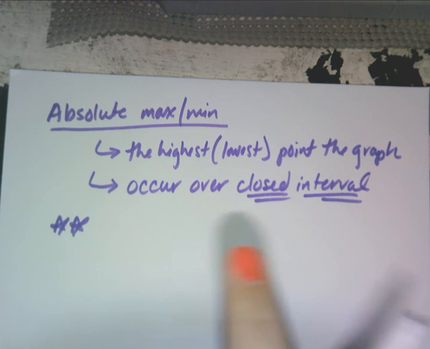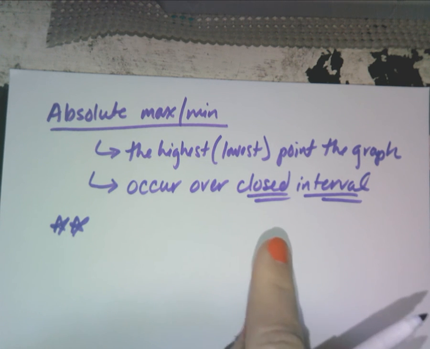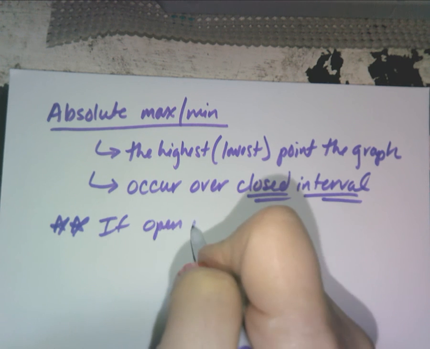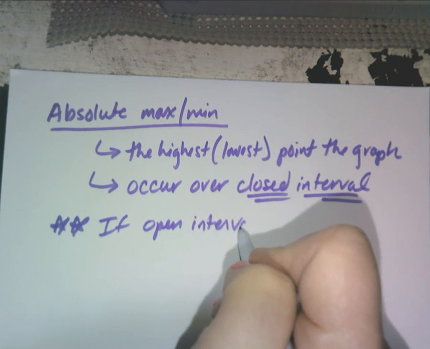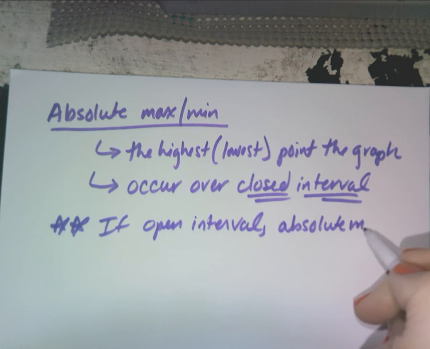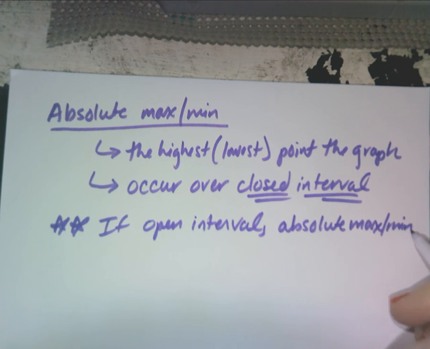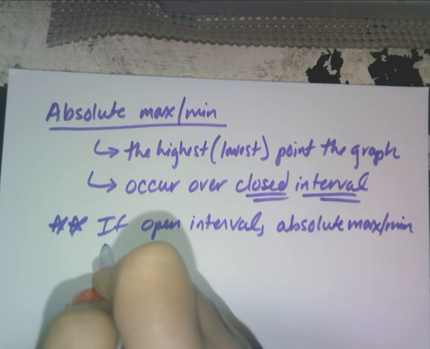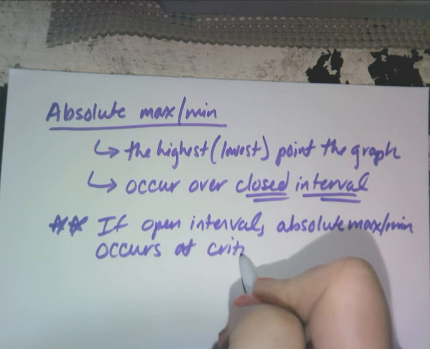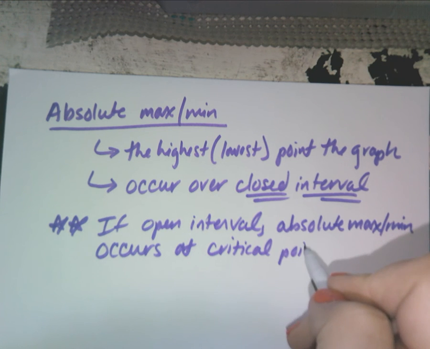If, however, that interval is open, so if we have an open interval, your absolute max or min occurs at critical points. I'll give you a minute to write all this out before I explain it to you.